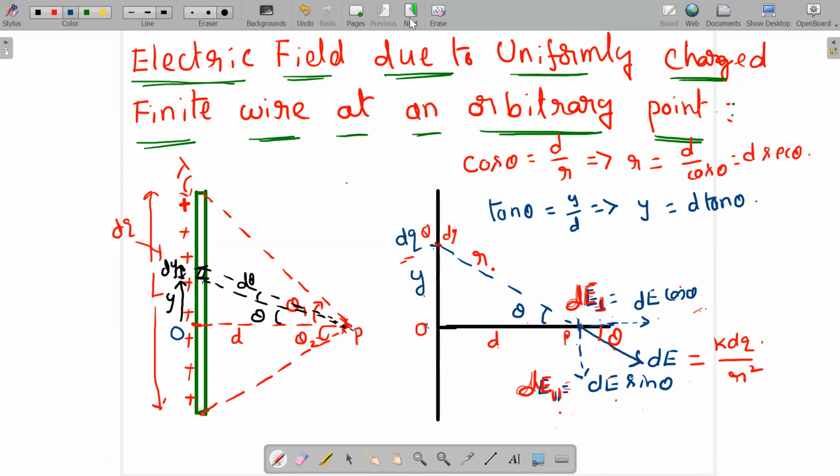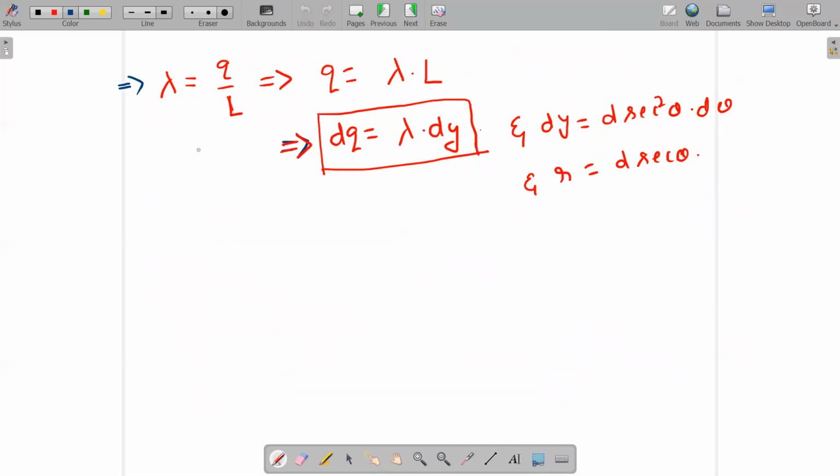For that purpose, let us see what we are doing. First we need an expression for the charge of this small element dq. We know that lambda, the linear charge density, is the charge by total length. So the charge on the total length is charge per unit length into the total length of the conductor, whereas the charge on this dy length is dq equal to charge per unit length into the length of that element, dy.